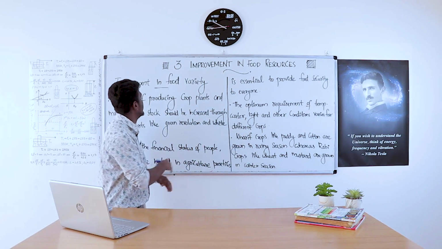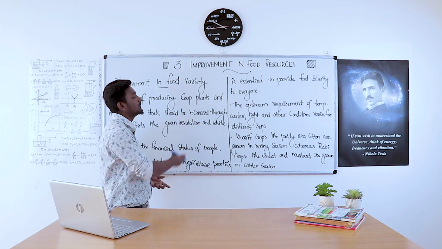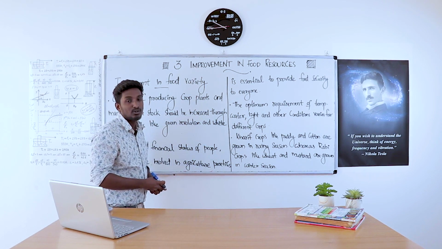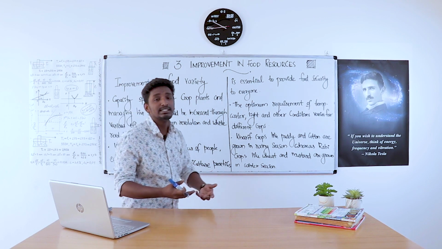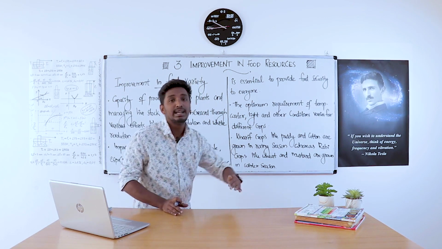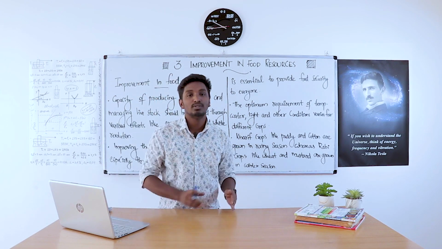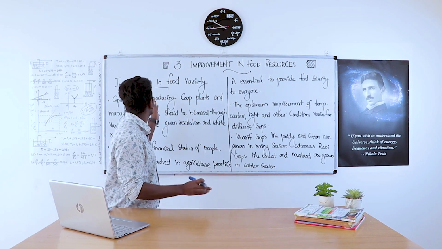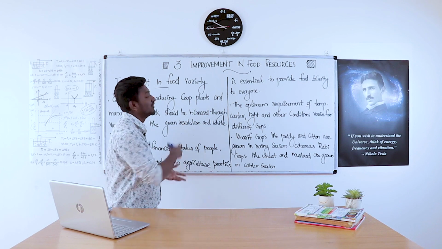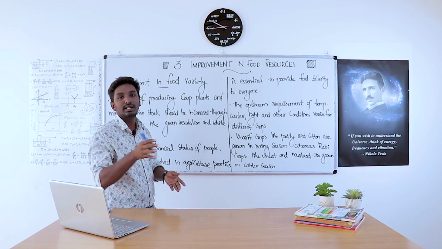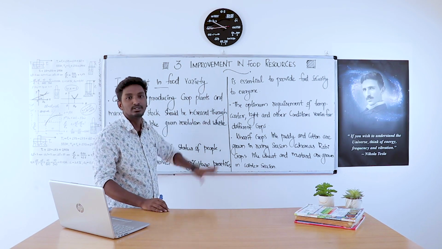All these things we can do to improve food variety, or the ways in which improvement of food variety can be done, or what are the ways to improve crop management. These points you can write as the answer to these questions.